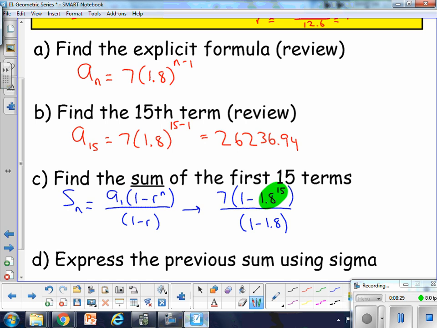Okay, so let's write that down. So that's going to be the sum, 59,024.36. All right.